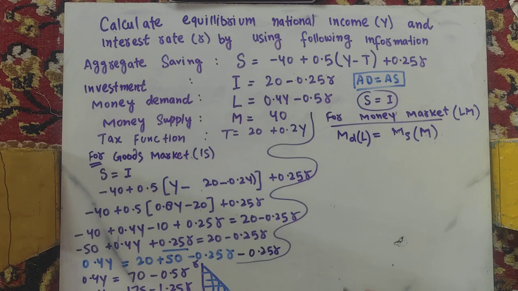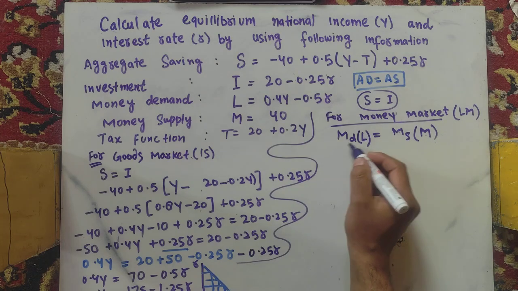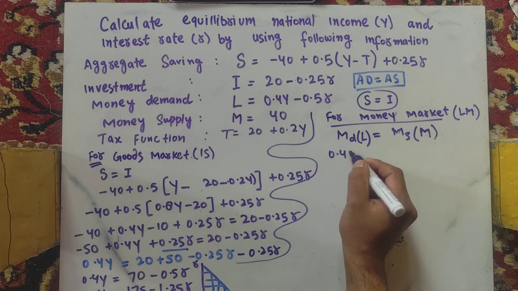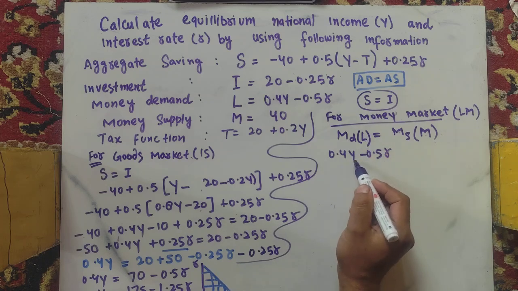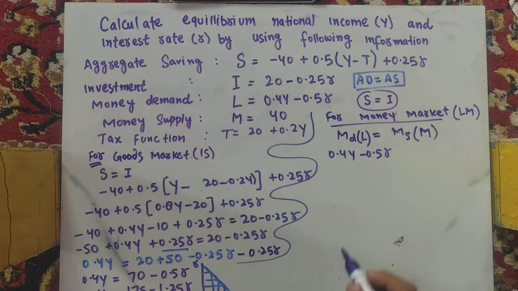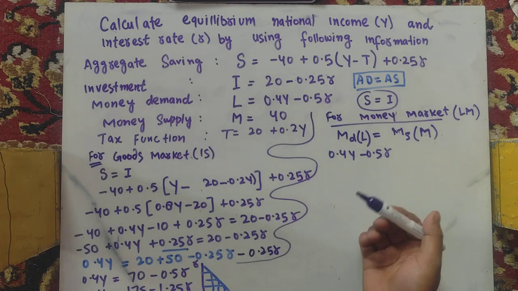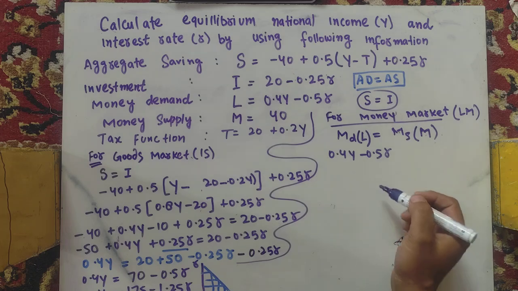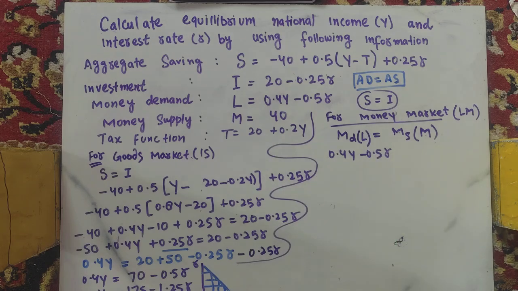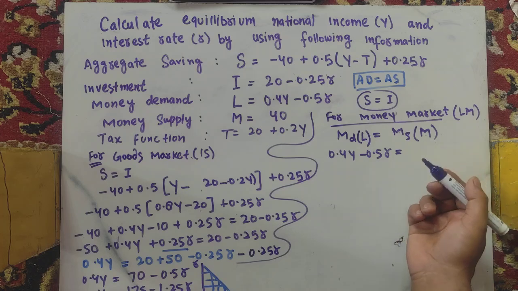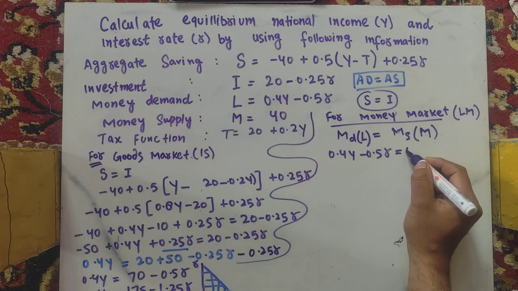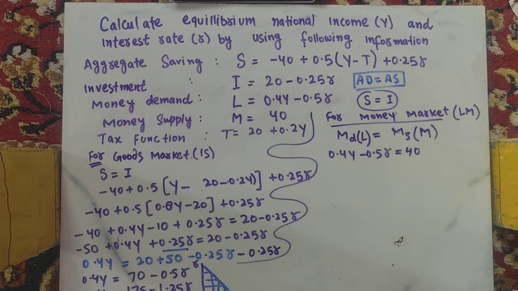Now money demand is equal to 0.4y minus 0.5 r. That is, money demand is a positive function of income: if income increases, money demand increases, and it is a negative function of rate of interest: if interest increases, money demand decreases. It should be equal to the exogenously given money supply, which is 40. Now solve for y again.